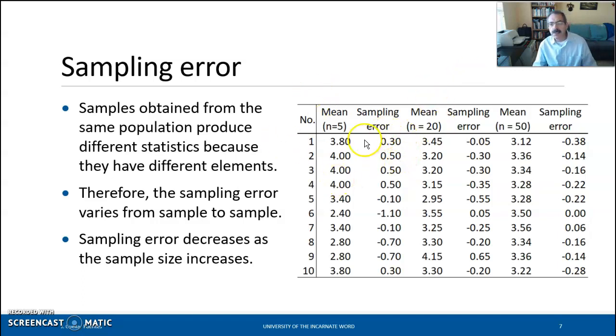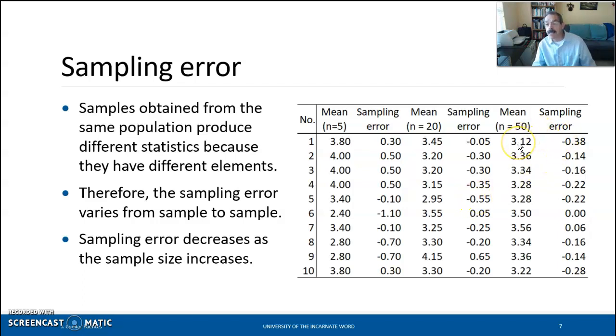For example, in this table, we have the means from 5 rolls of a 6-sided die, and you see that the sampling error goes up to 0.7 or to 1.1, relatively large. Now in the second set, these are averages of rolling the die 20 times. So these are the averages of 20 rolls. And you see the sampling error tends to be somewhat smaller. So the highest value is 0.55, negative 0.55.